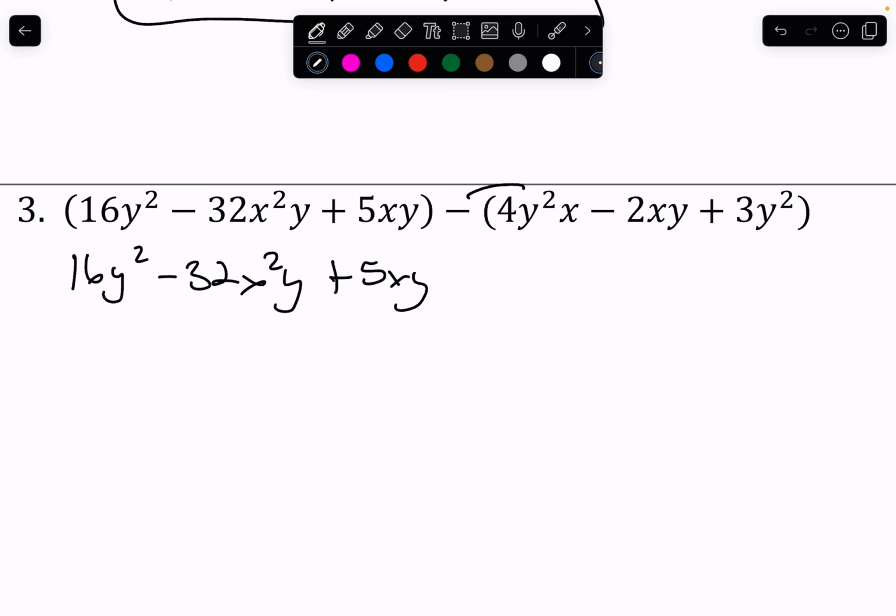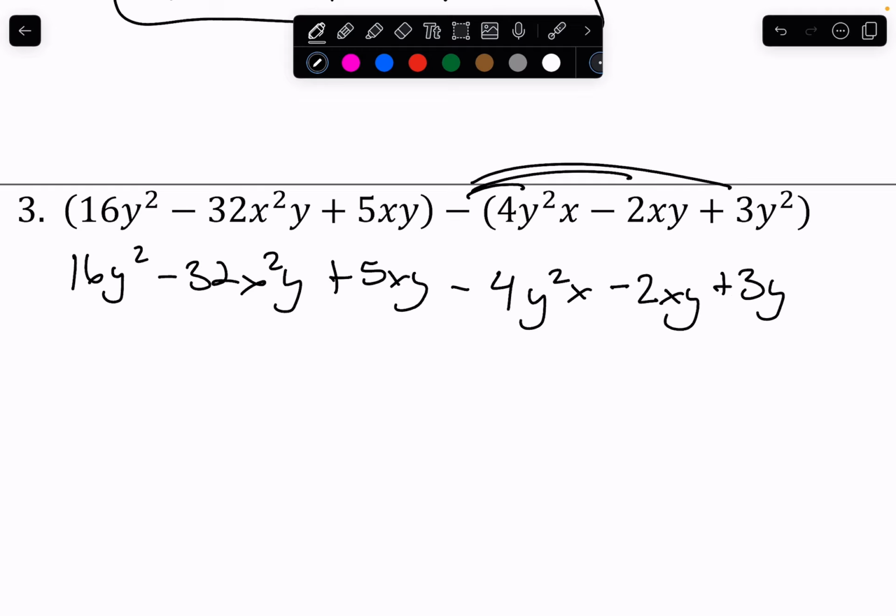And we need to go ahead and distribute the negative to the second polynomial. So we get minus 4y squared x minus 2xy plus 3y squared.